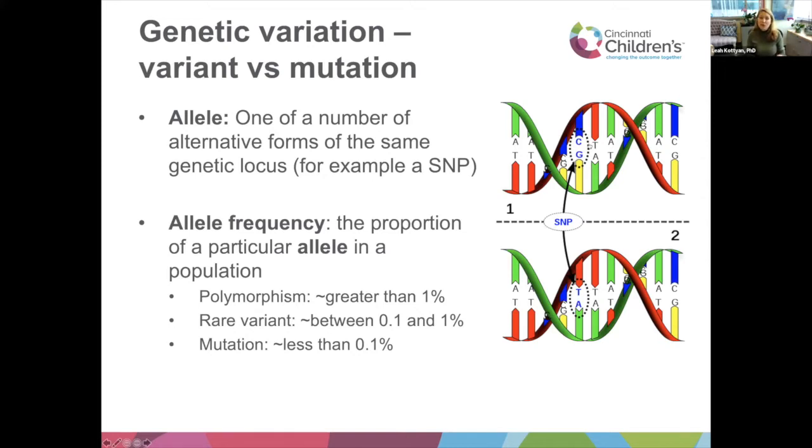Mutations are generally those variants that are less than 1 in 1,000. You almost don't see them in a population.